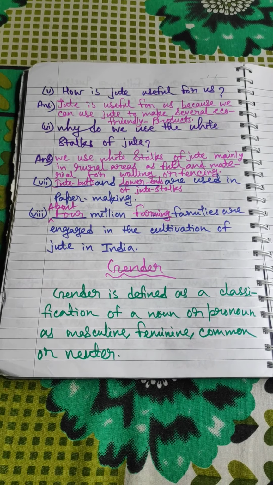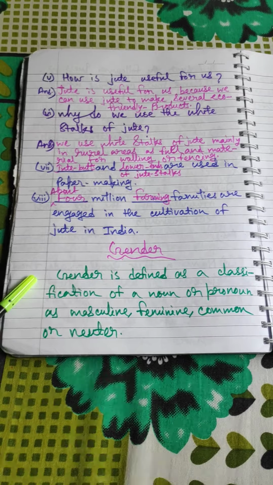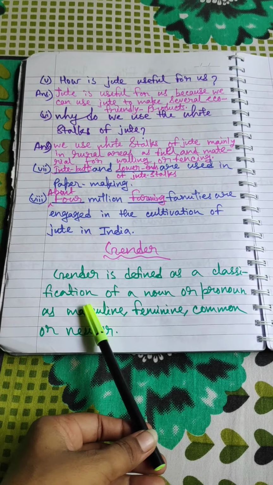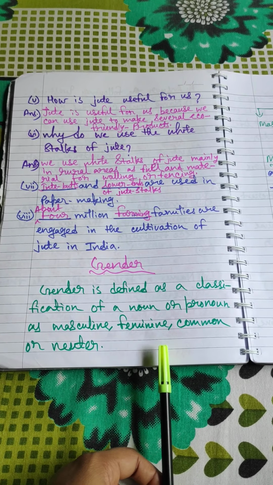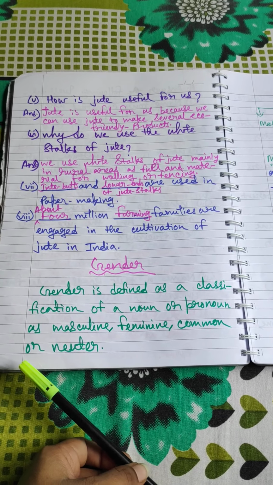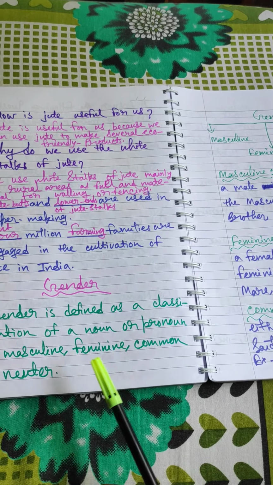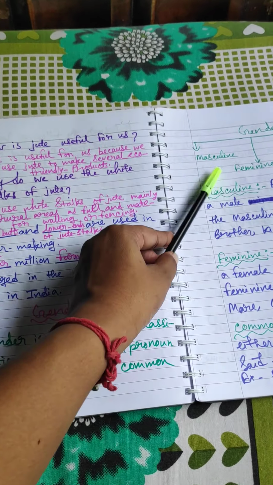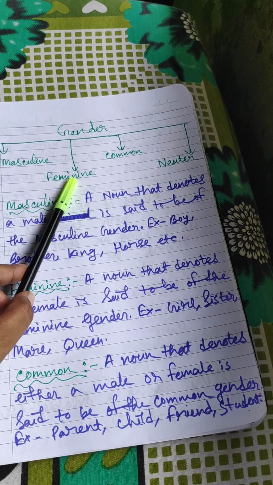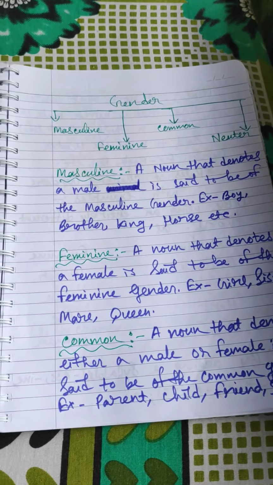Now today's chapter, or today's topic, is gender. Gender is defined as a classification of a noun or pronoun as masculine, feminine, or neuter gender. So what are the 4 genders? First one is masculine, then the second one is feminine, then common gender, and then neuter gender.